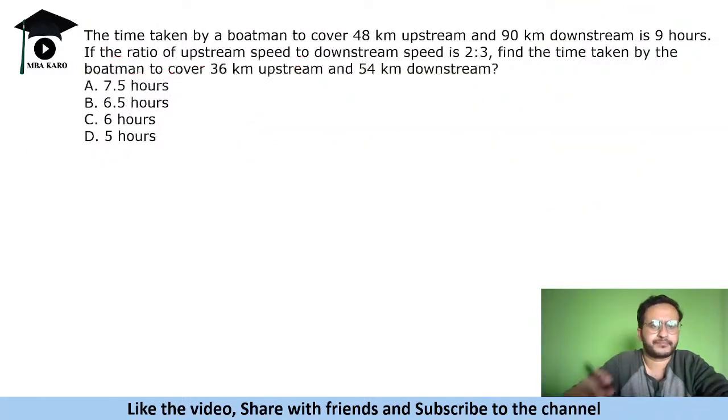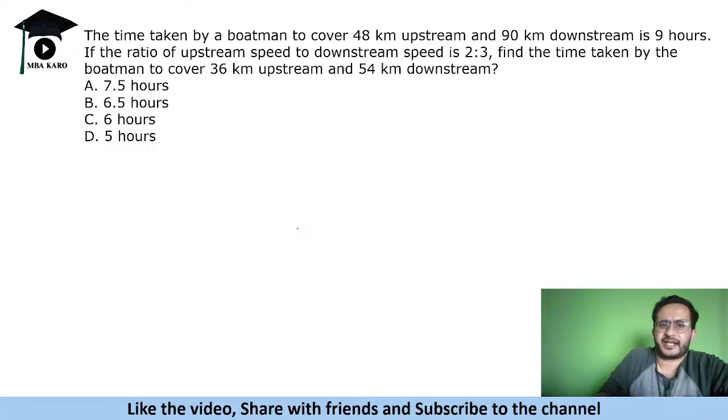Okay, all right, next question is a simple one, a boat and stream based question. So it says the time taken by a boatman to cover 48 kilometer upstream and 90 kilometer downstream is 9 hours. If the ratio of upstream speed to downstream speed is 2:3, find the time taken by the boatman to cover 36 kilometer upstream and 54 kilometer downstream.